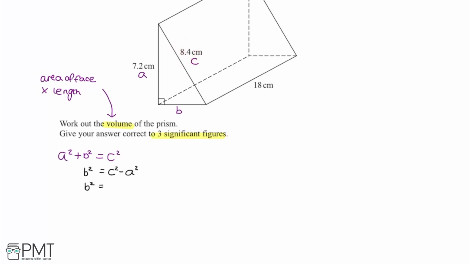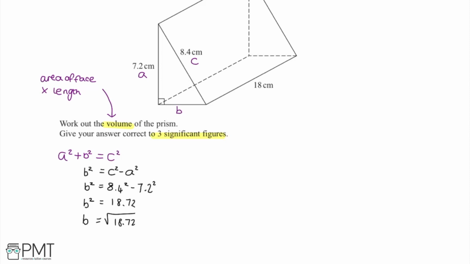So if C is 8.4, I can take 8.4 squared, subtract A squared, which is 7.2 squared, and then that leaves us with an answer of B squared being equal to 18.72. And then to find B, I can just square root both sides. So B is equal to the square root of 18.72. And I'm just going to leave it in this form to work with for now, just to make sure that we're getting the right degree of accuracy and we aren't losing any decimal points here.